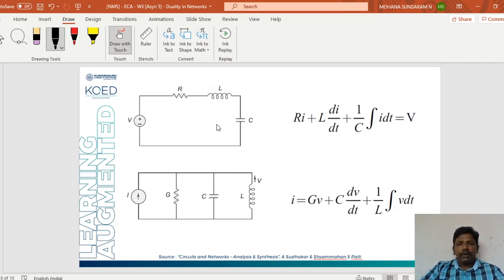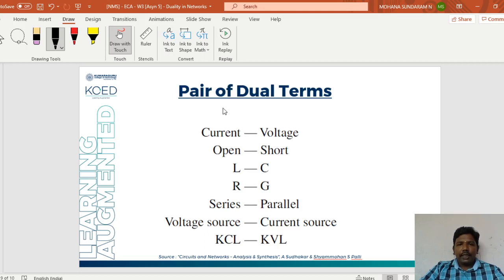So from this, it is very clear that we have got a set of dual terms. The current and voltage can be a dual term, open circuit and short circuit, inductance and capacitance, resistance and conductance. G is nothing but conductance. Series and parallel circuit, voltage source and current source, and KCL and KVL. Okay, this is a special feature which you can see in your electrical networks.